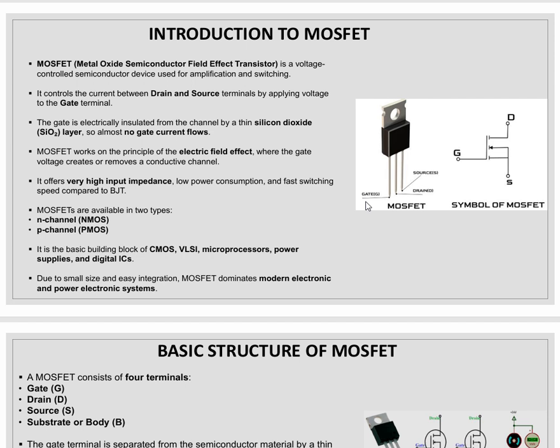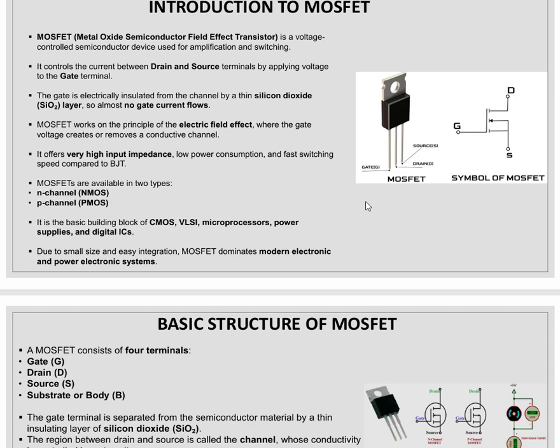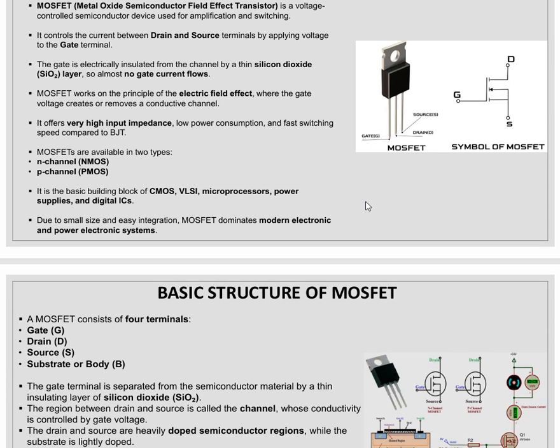MOSFET is a metal oxide semiconductor field effect transistor, which is a voltage controlled semiconductor device used for amplification and switching. It controls the current between drain and source terminals by applying voltage to the gate terminal. The gate is electrically insulated from the channel by a thin silicon dioxide (SiO2) layer, so almost no gate current flows, and MOSFET works on the principle of the electric field effect, where the gate voltage creates or removes a conductive channel. It offers very high input impedance, low power consumption, and fast switching speed compared to BJT.